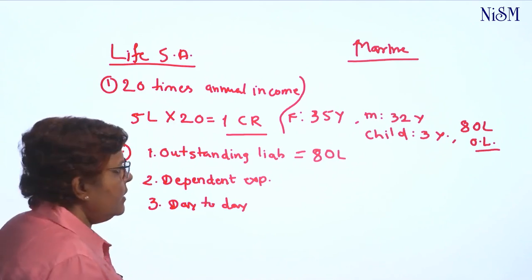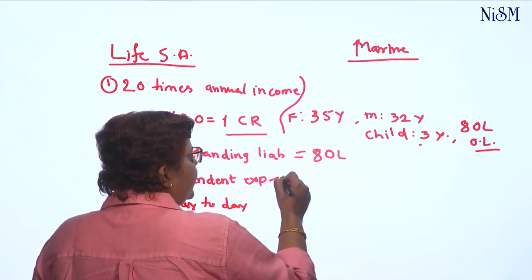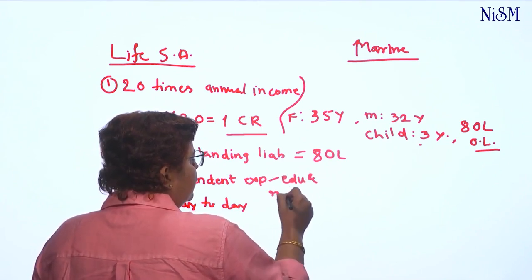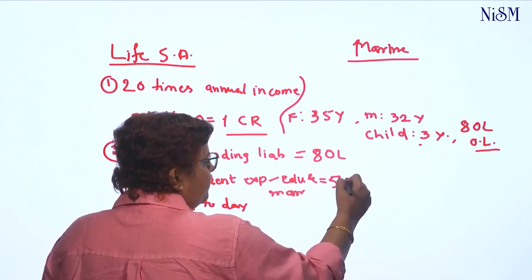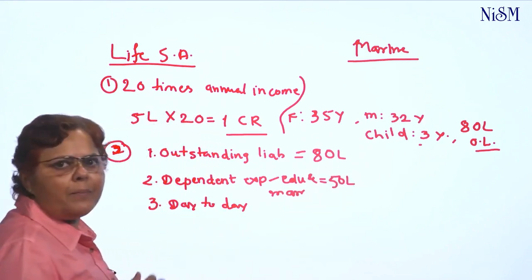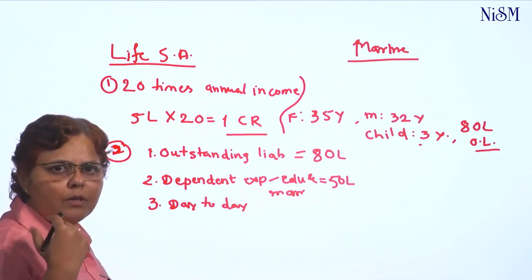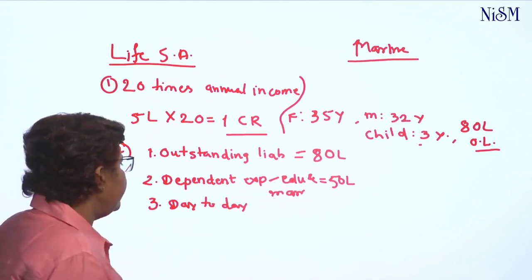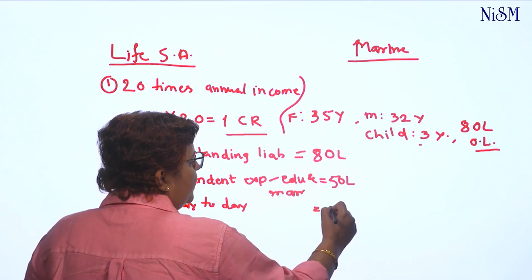Dependent expenses, his child is dependent for his education and marriage. So, he wants to keep around 50 lakhs for him. So, his primary education, his secondary education, his graduation, post studies and his marriage, everything is taken care of by that. For the day-to-day expenses for the family, he wants to keep say another 2 crores.